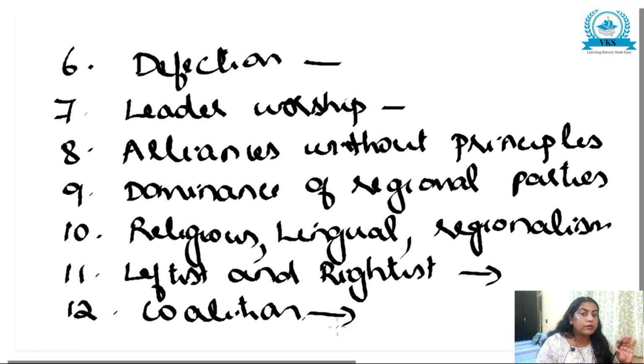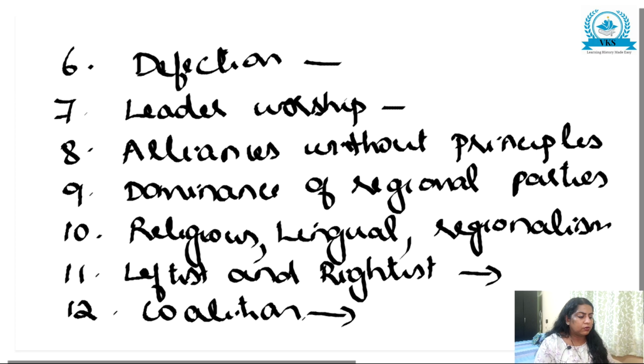Okay, what is coalition? When no single party can get an absolute majority in an election, like-minded political parties, that is, political parties having almost like-minded ideologies, come together and join the single largest party, and they form a coalition government. So when no single party secures an absolute majority, like-minded political parties come together and join the single political party, and this forms a coalition government. So all these 12 points will be the nature of the political party system in India.